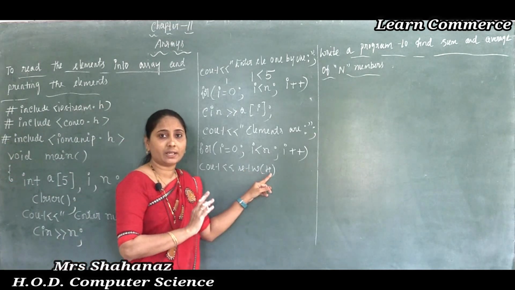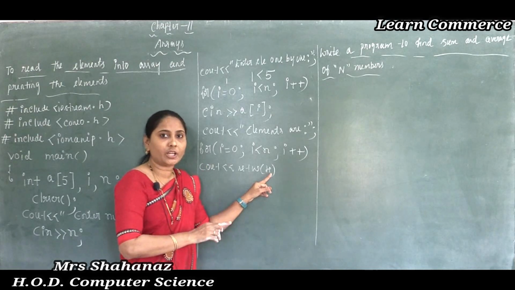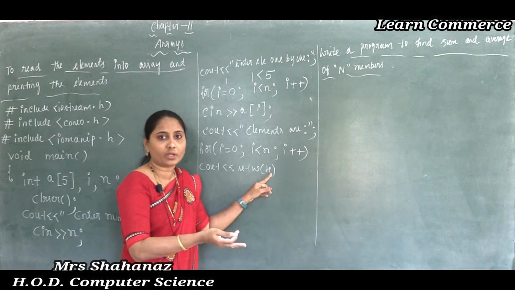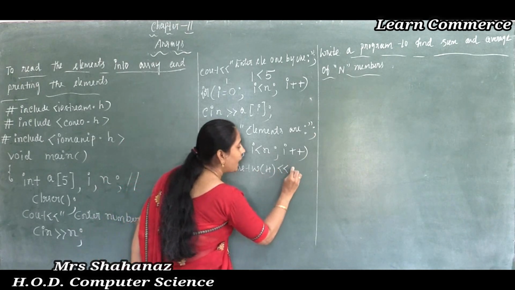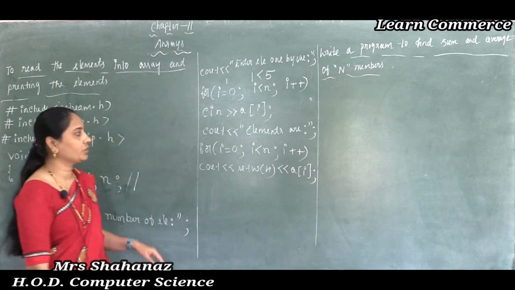Don't use it inside double quotation. In case you use setw(4) in double quotation, it is going to display the message as setw(4) itself, so don't use the double quotation here. And later next one, after that a[i]. Clear this one here, a[i]. So this is the coding.